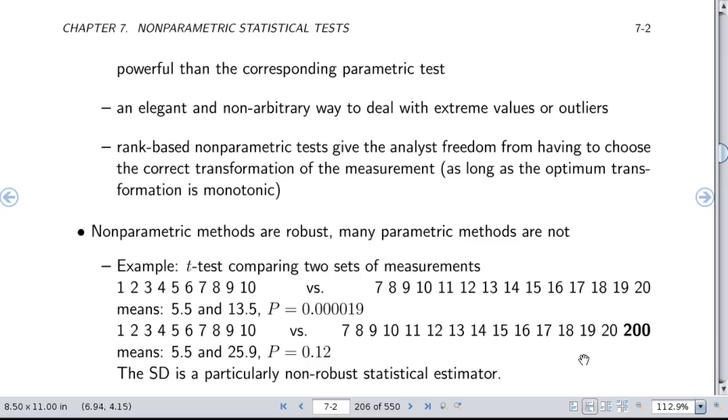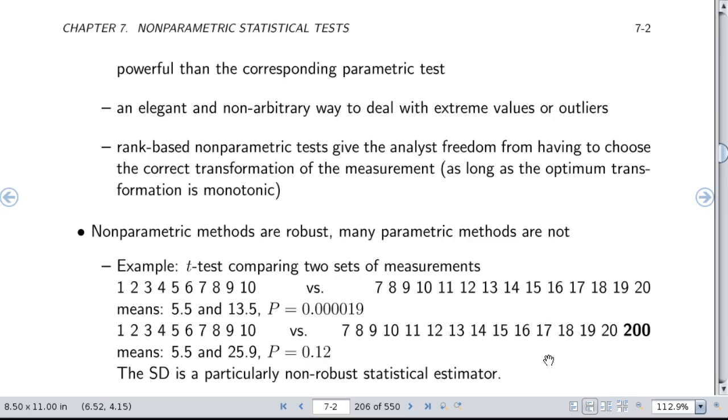Well, that's because this distribution has a very heavy right tail, and this 200 is a very high influence observation. So when you're calculating a standard deviation, you calculate the values minus the mean and then square that. By the time you get to this 200 minus the mean of 25.9, you square that, you get this huge number that really dominates the standard deviation and makes the standard deviation blow up. And that's what makes the t-statistic actually get smaller with this second data set.